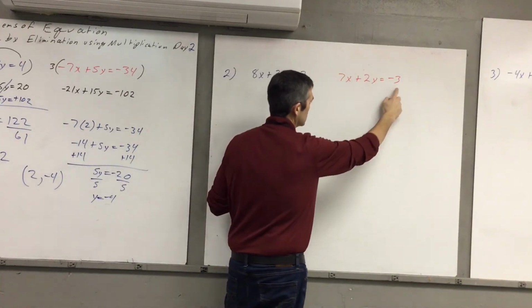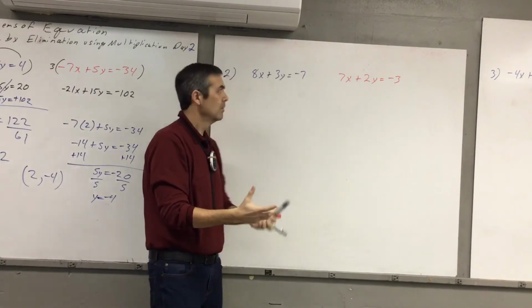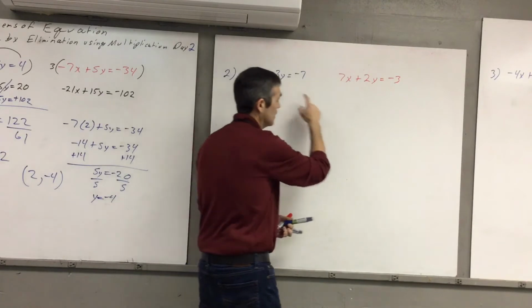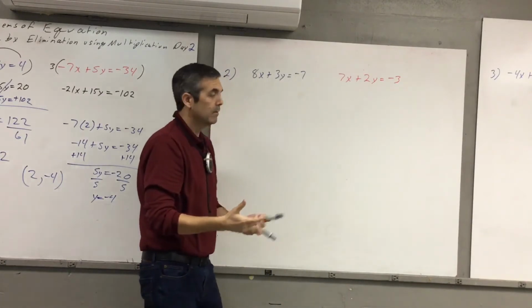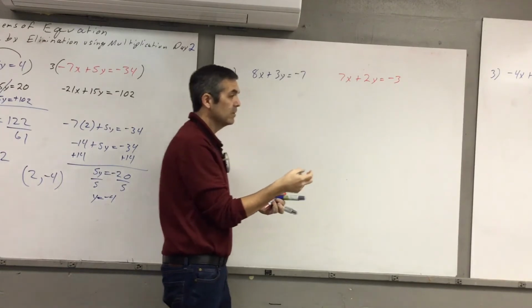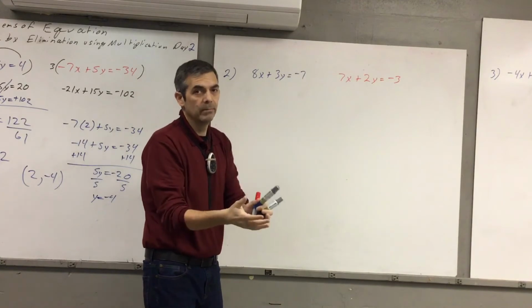7x plus 2y equals negative 3. First thing we check is: is there anything we can eliminate without doing anything to it? No, right? Because we want to get rid of either the x or the y, and there's nothing in there. Next, you check: is there something that could divide evenly into one of the others to allow me to just multiply one of them?